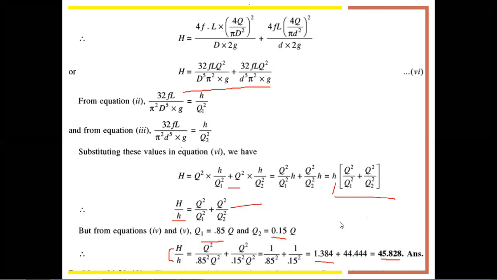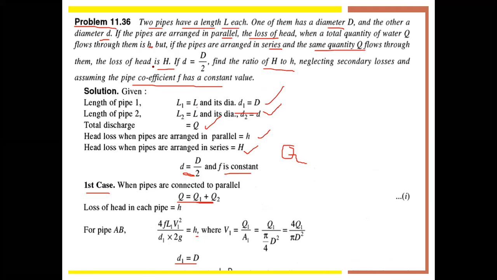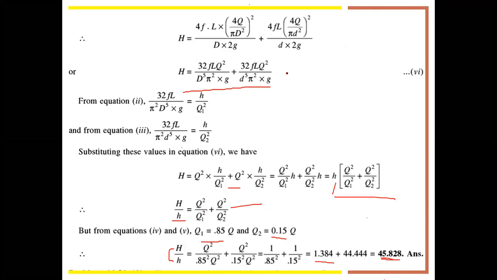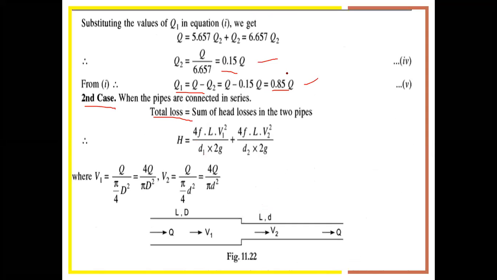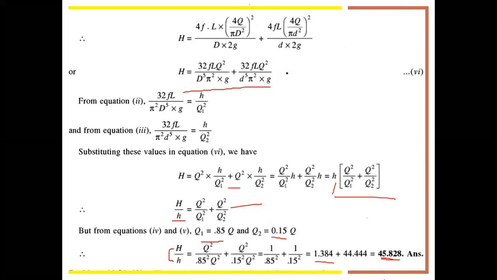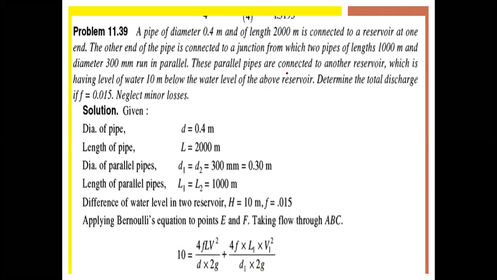So after adding this, you are getting the value 45.828. That is equal to the ratio of capital H by small h. So what is the question given? Find the ratio of capital H to small h, find the ratio of series to parallel. So that's why the value of series to parallel, H by h, is equal to 45.828. So this is another case of doing parallel type problems. Hope you understood this problem. So we'll go with the next problem.